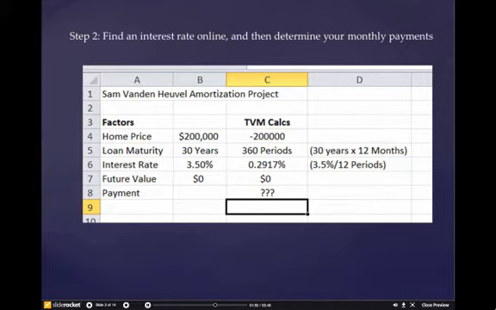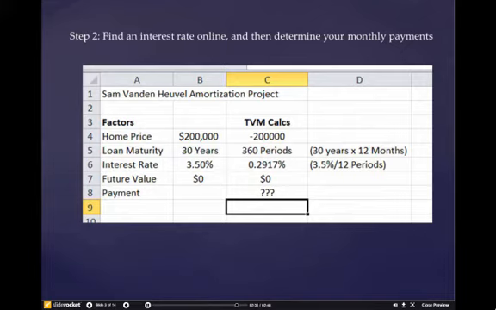Our loan maturity is actually going to be 360, because with mortgages, they are a monthly amortization. So we need to times 30 years by 12 months. So that's going to give us 360 periods. Now this is important, that if you chose a 15-year mortgage, well, it'll be half of that. So make sure that when you choose your loan maturity, that you take whatever the years are and you multiply that by 12.